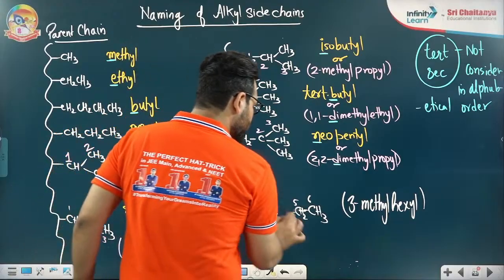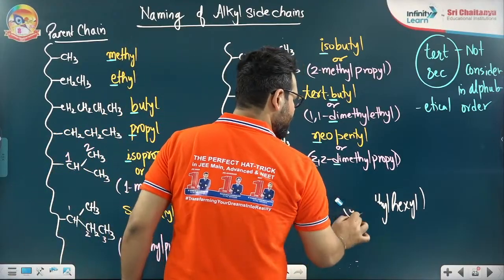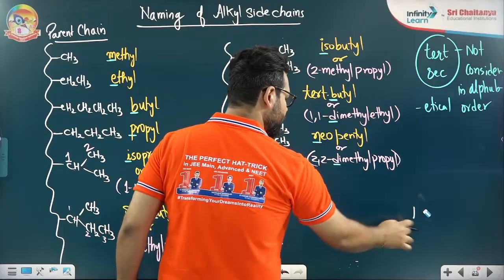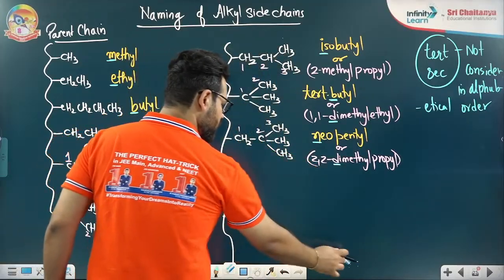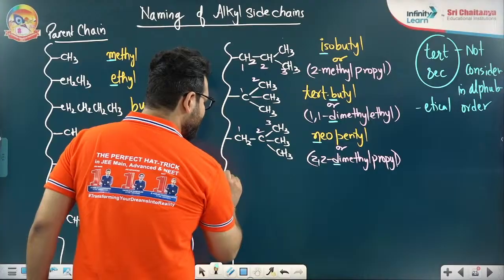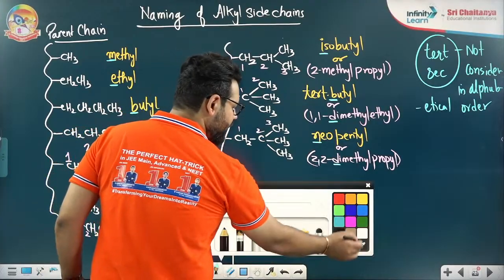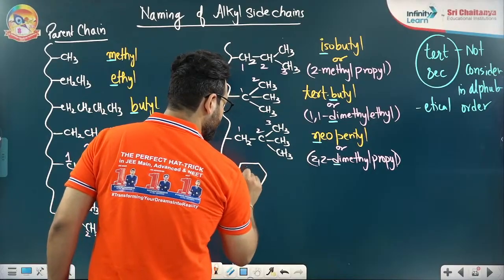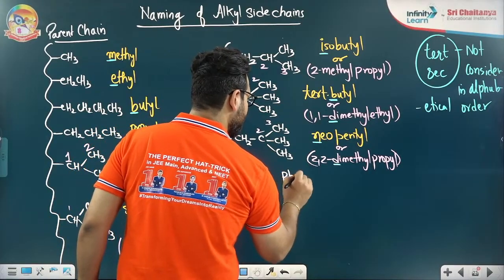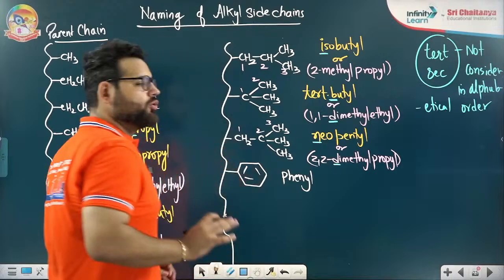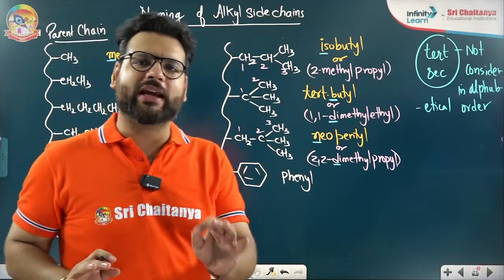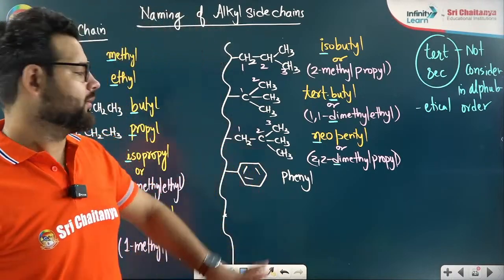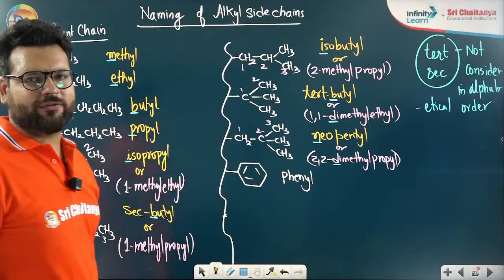Now mention two more which are important ones. Whenever there is a benzene ring attached as a side chain, we call it phenyl. This is phenyl. Do not call it benzyl. It is phenyl, only phenyl. So the benzene ring is called phenyl.